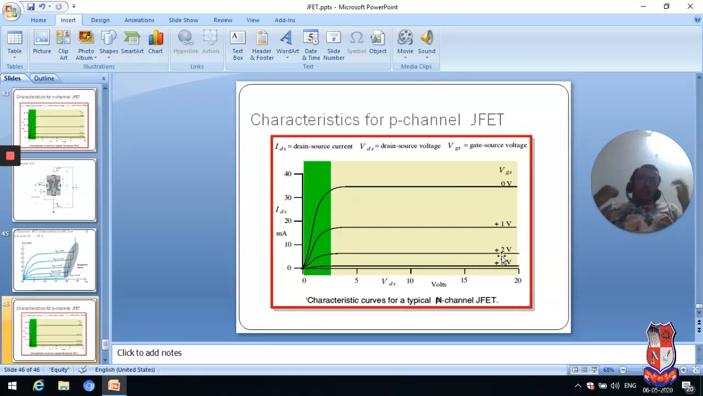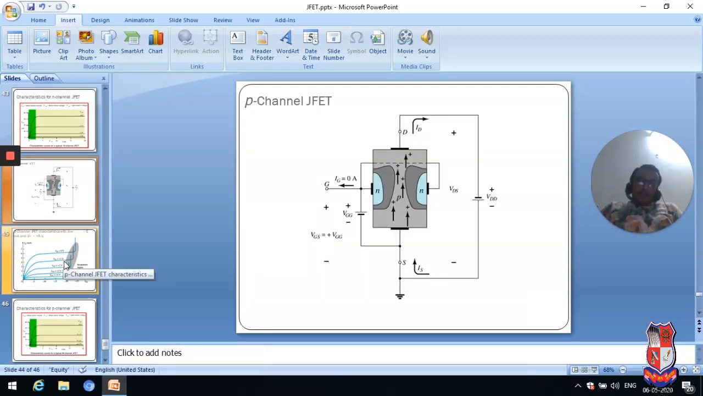In P-channel JFET, which process is possible? Drain becomes P-terminal, source becomes P-terminal, but the gate becomes N-terminal. So it is the construction of P-channel JFET, obviously opposite compared to N-channel. In N-channel, VGS becomes negative, but in P-channel, VGS becomes positive to control the value of drain current.